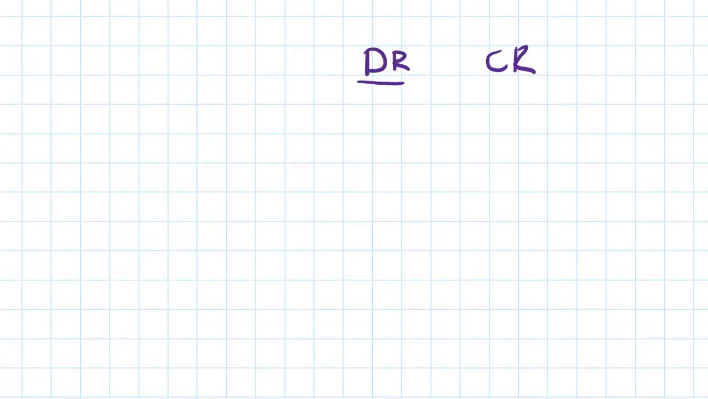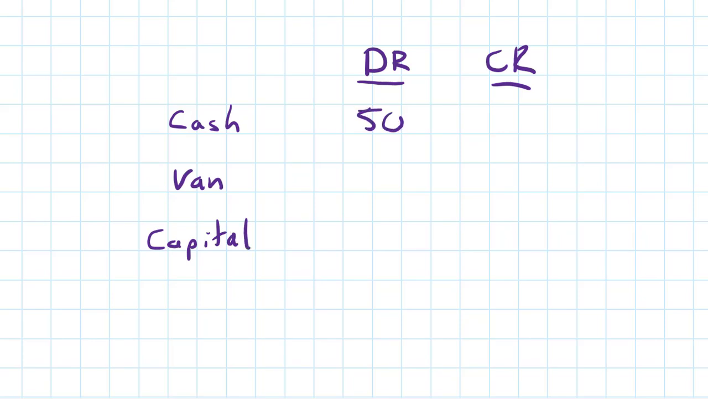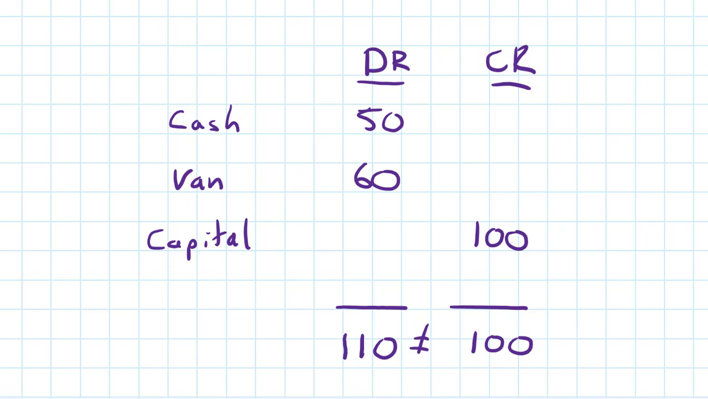This is the accounting convention where I summarize my closing balances in one table to ensure that the debits equal the credits. So we have a cash account, a van account, a capital account. We've got the 50 debit balance in cash, the 60 debit balance in the van account, and the $100 in capital. I add these up and I see that the debit column exceeds the credit column by $10. Debits do not equal the credits.